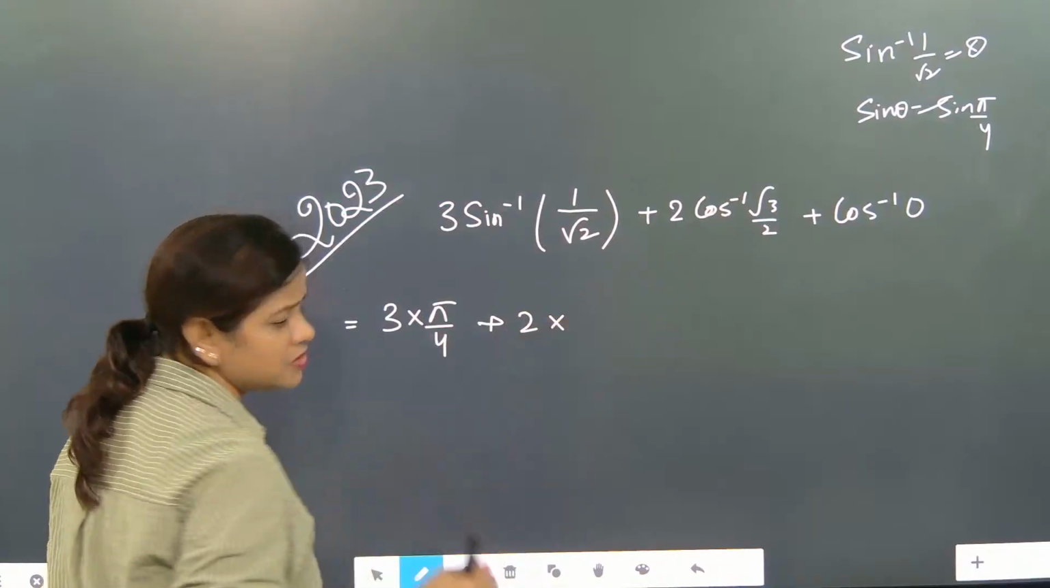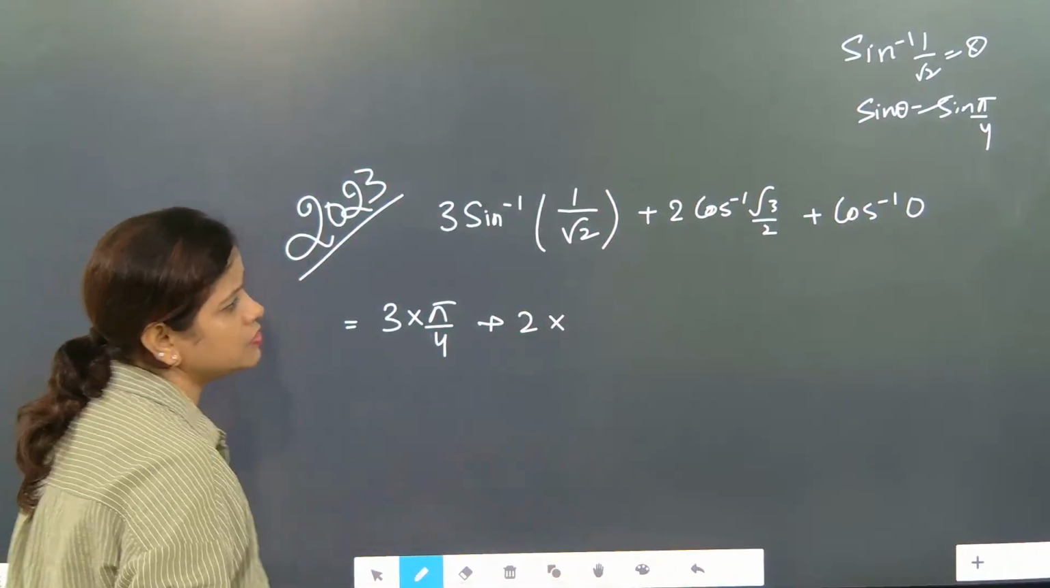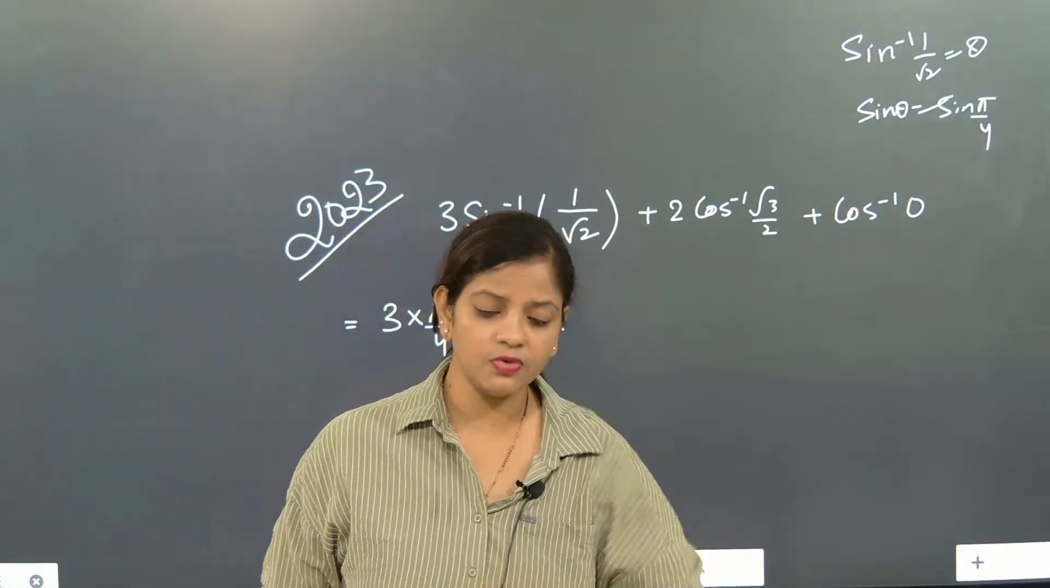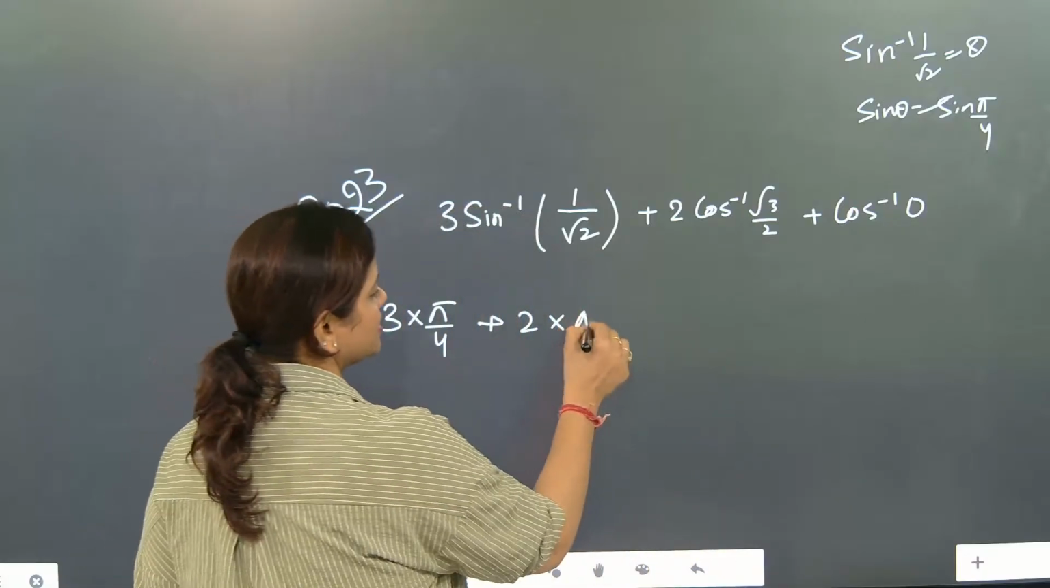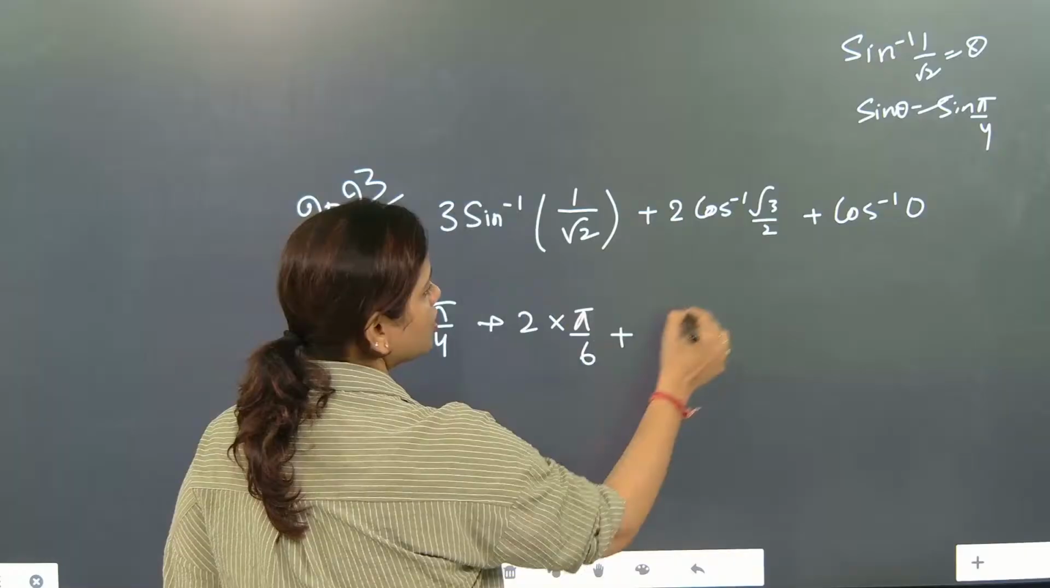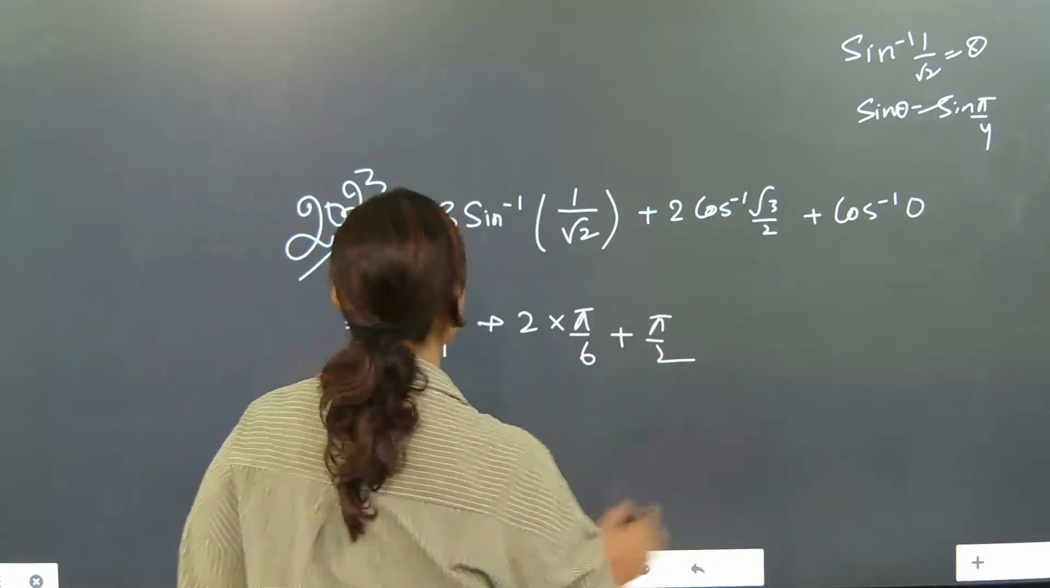Now 2 cos inverse root 3 by 2. Cos inverse root 3 by 2 means what? Root 3 by 2 is 60 degree or 30 degree? 30 degree. So that is pi by 6. Done. Now plus cos inverse 0 is pi by 2. We got all the values.